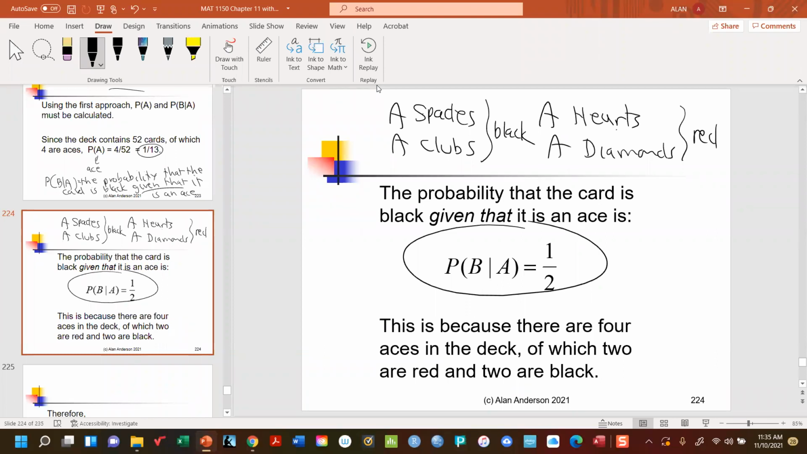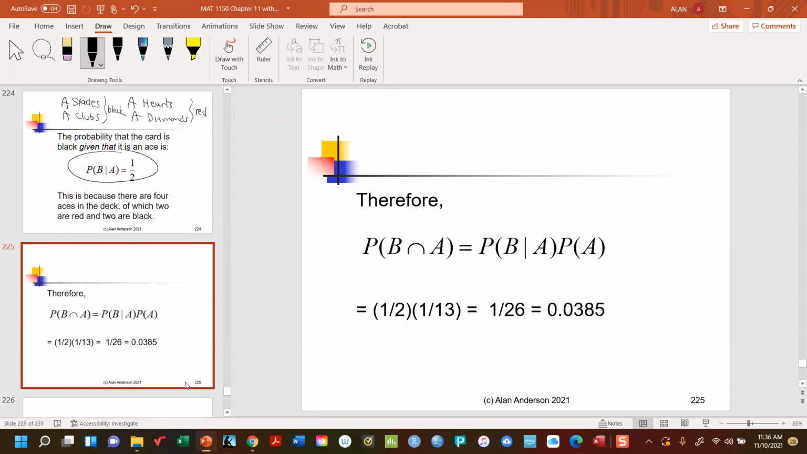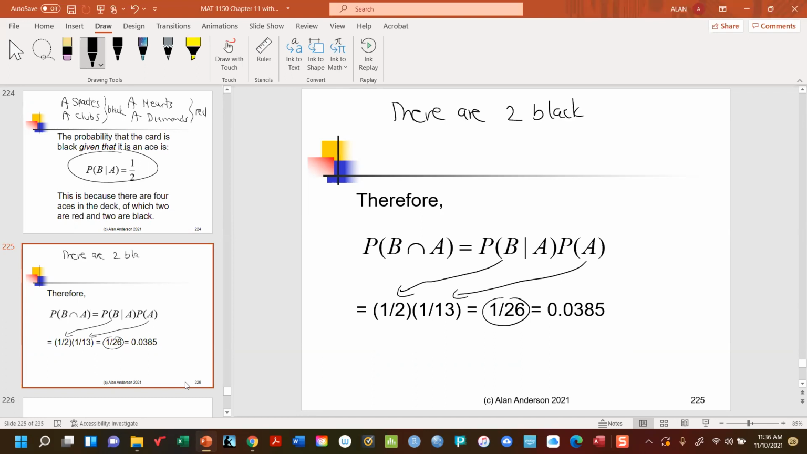And now we can combine these results using our very cool multiplication rule. And guess what? We've got the 1/2 from B given A and the 1/13 from A. And it turns out that the chances of that happening are 1 out of 26, or 0.0385. Which shouldn't surprise us because there are 2 black aces in the deck. So 2 out of 52 is 1 out of 26. So of course that has to be right.